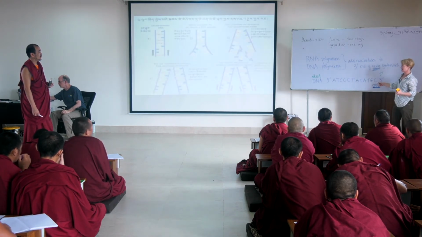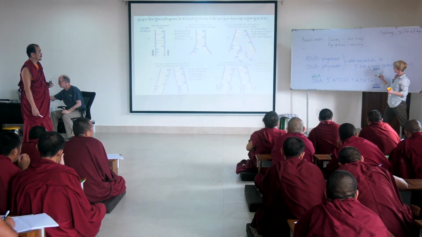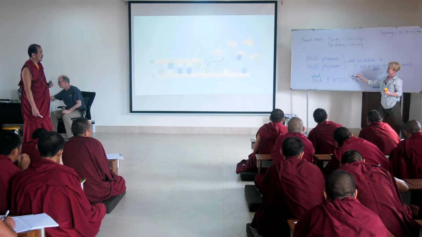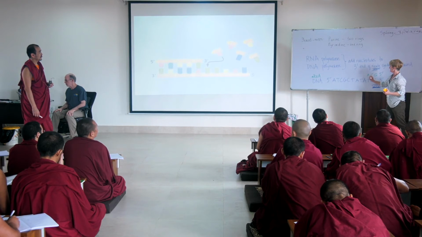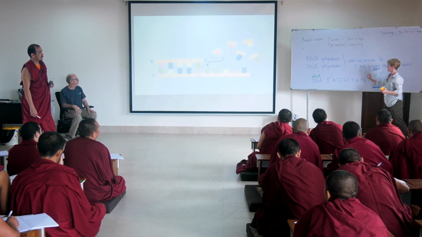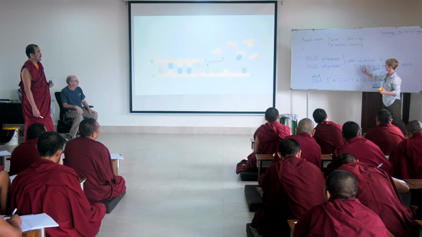So this is the start of the gene because RNA polymerase can only move this way. So it's going to be G, C, A, and this is the 3' end, so this is where the RNA polymerase is.